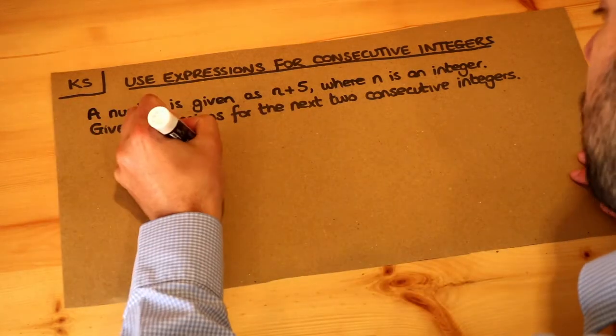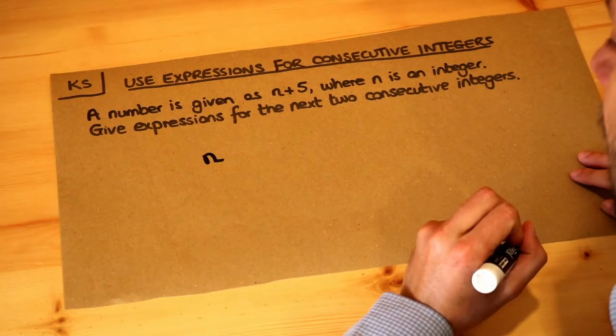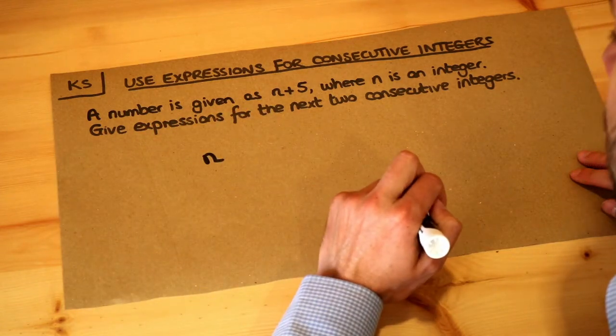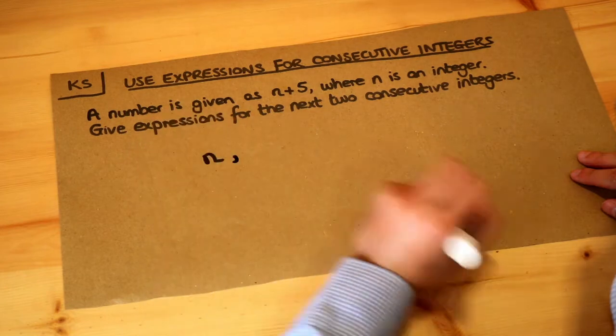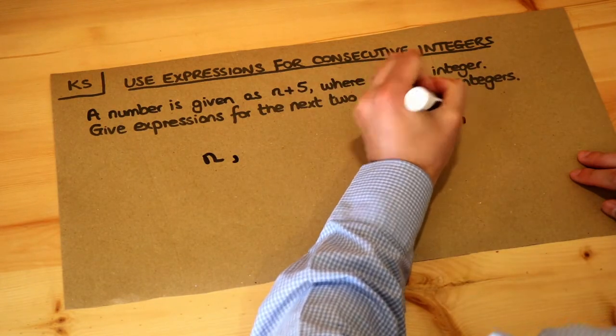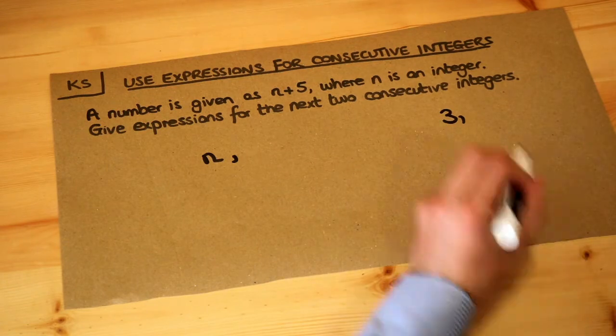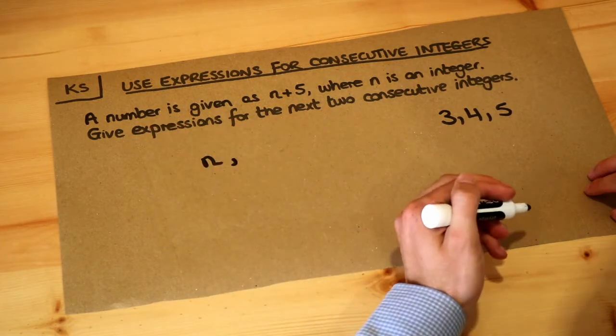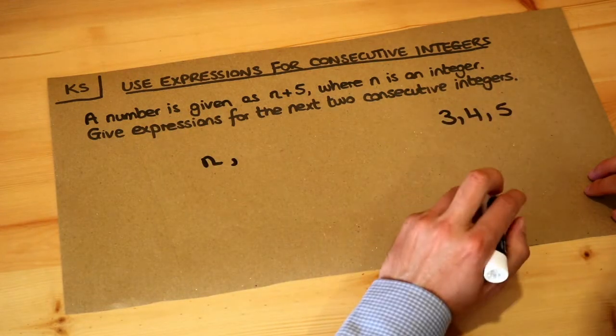So let's just say that we represented some integer as n. So some number that someone's thought of, that's a whole number, as n. What would be the consecutive number after that? Well, let's say we had the number 3. What would be the consecutive number after that? It would be 4 and there would be 5. How did we get the 4 and the 5? We just added 1 each time to get the next consecutive number.